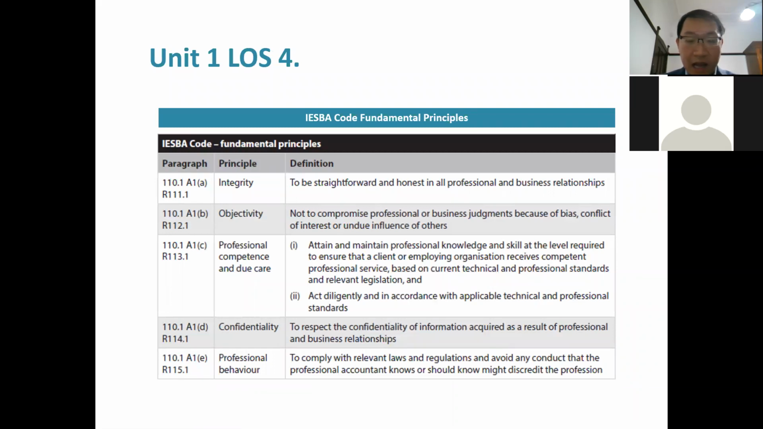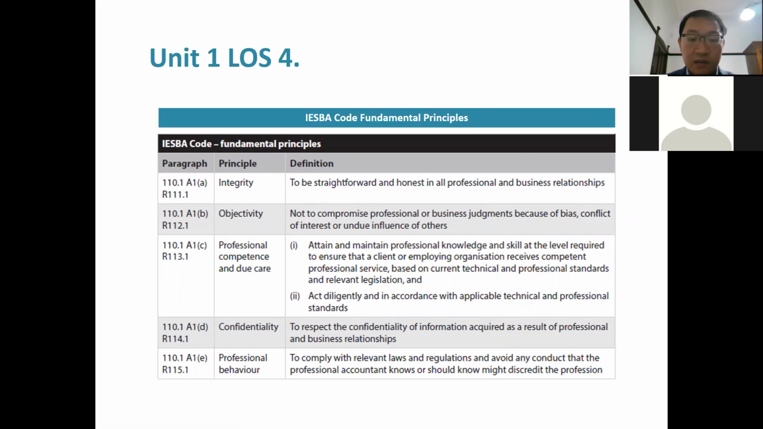So this first slide, which you can hopefully see in front of you, comes from Unit 1, and it's the 4th learning outcome statement. As a candidate in the Chartered Accountants program, one of the key areas that you're likely to experience, not only in this module, but across the future modules, is understanding what the core fundamental principles under the IESBA code are.